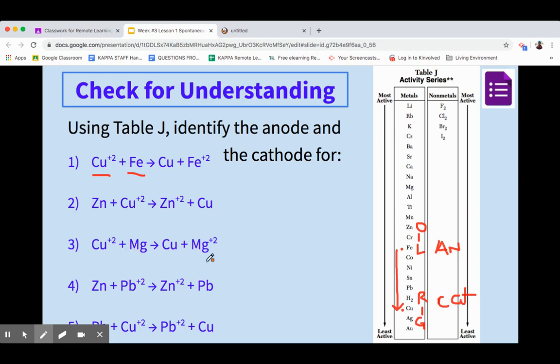All right. So would this be a spontaneous or non-spontaneous reaction? This would be spontaneous. So for questions 2, 3, 4, and 5, this is on your Google form. You're going to answer both what is the anode and the cathode. It's a short response or open response question. So you can pause the video now and do that, or you can do that at the end.